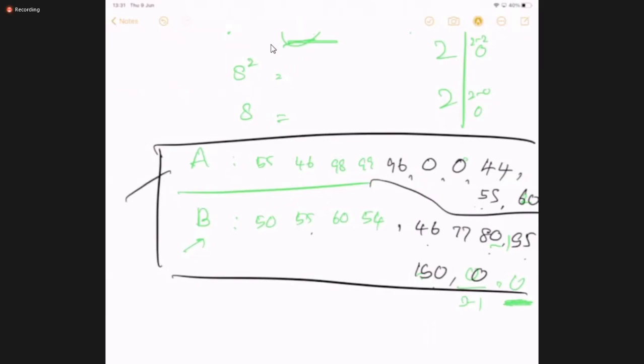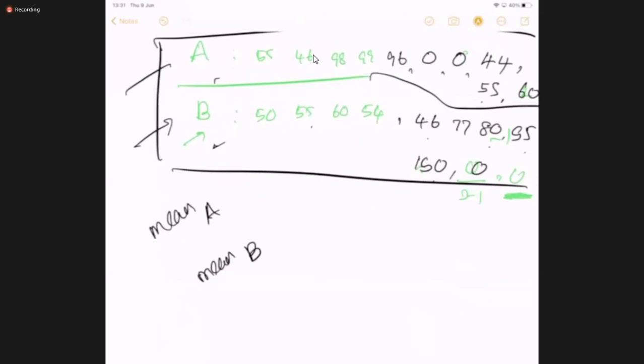Now we have two data sets. The variable is the same. What is the variable here? The variable is the score of a match. But we have two data sets for player A and player B. Now tell me how we are going to find the best player. You can just find the mean of A and the mean of B. Here I'm not going to calculate that value, okay?